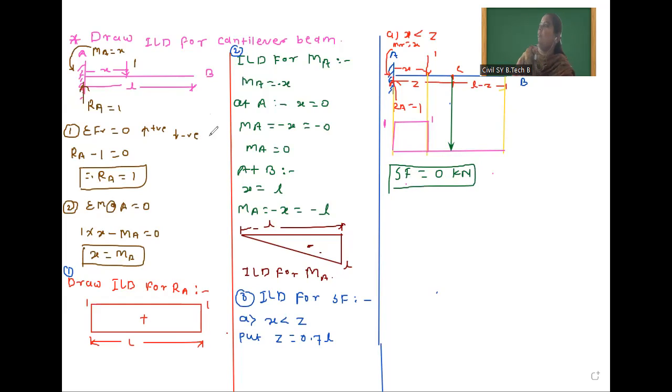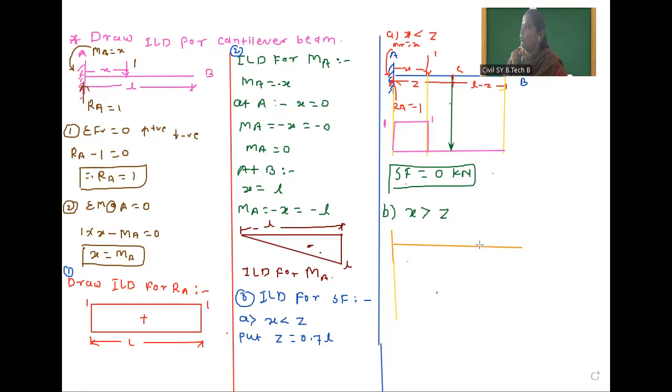Now we will check the second case. Second condition is x is greater than z. So for this, first we will draw the figure and then we will mark the shear force value. First I will draw the original beam. After that you have to draw the shear force diagram for that particular beam.